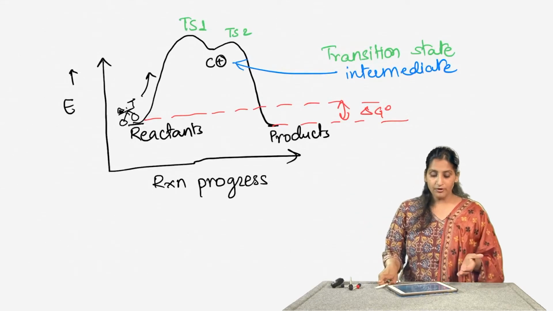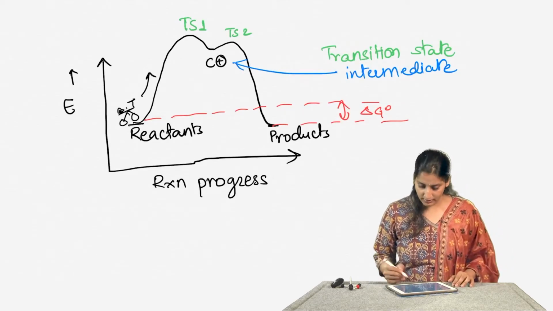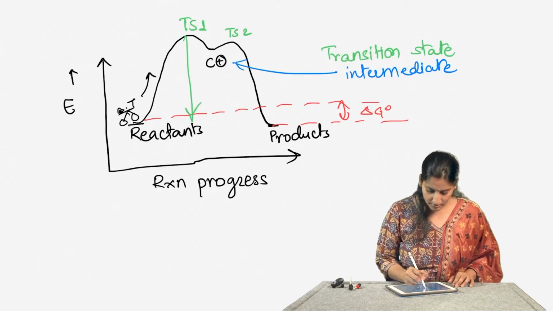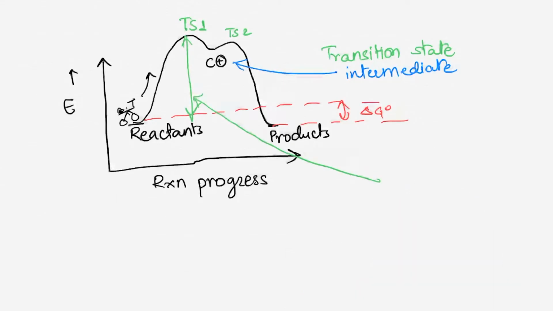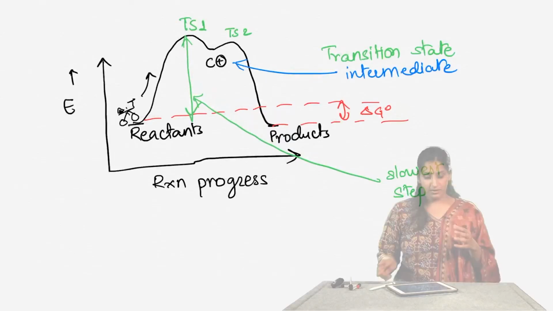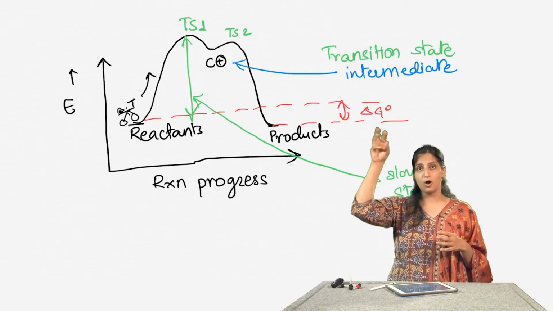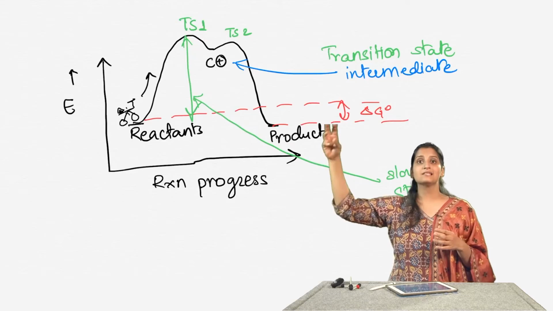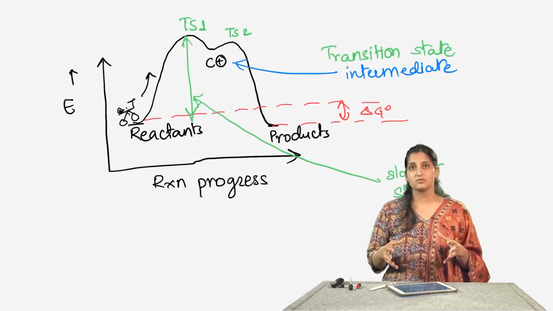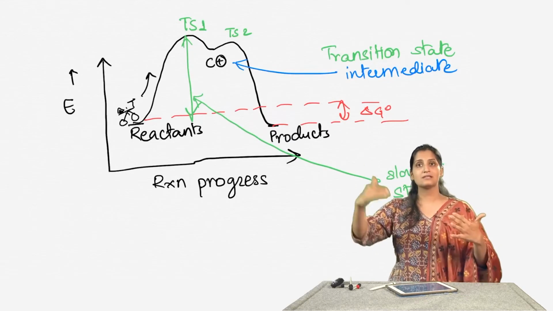Okay? So, to go from the reactants to that TS1, this particular step here is going to be my slowest step, which is also sometimes termed the rate determining step, because how fast or how slow you do that step is going to determine the rate of the reaction. Okay? Because as you can imagine, once you have reached the top of the mountain, everything else after that is a downhill process. So, all you need to do is just let go and your bicycle will get to the bottom of the mountain.